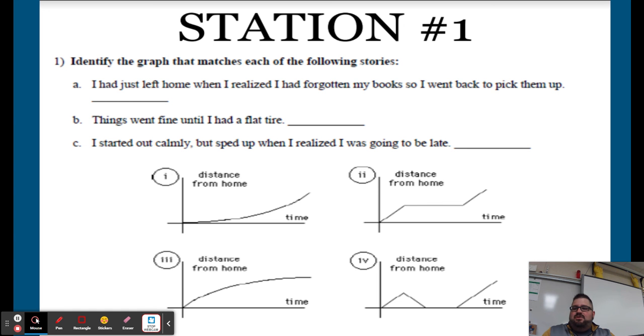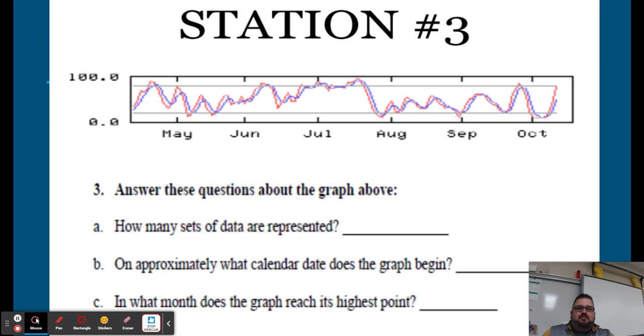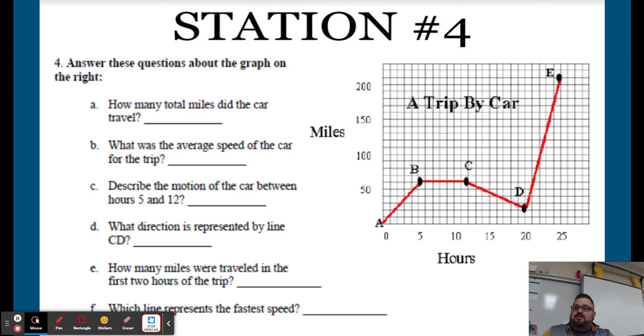So here we go with station 1, station 2, station 3. And like I said, you'll pause the video for these stations so you can answer the questions.